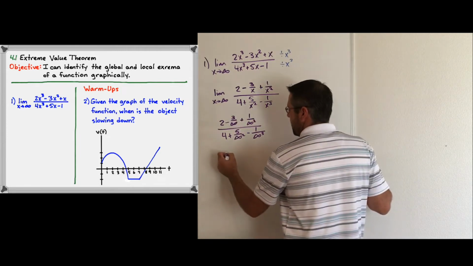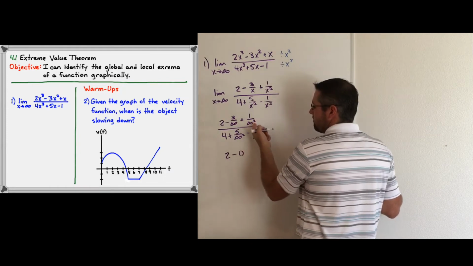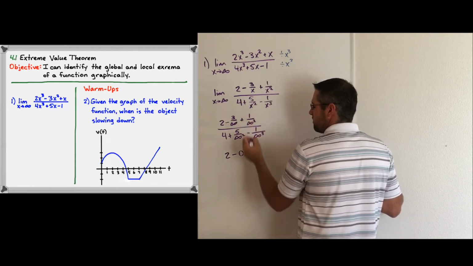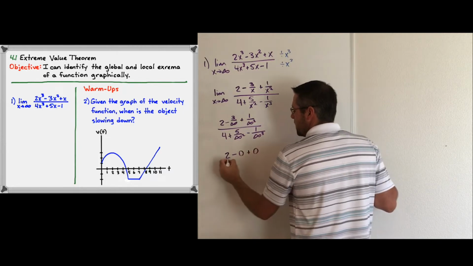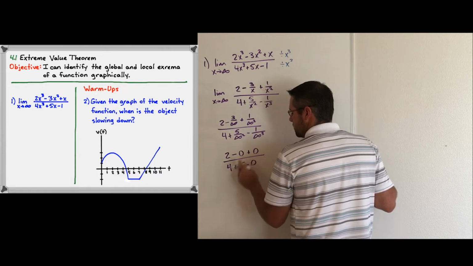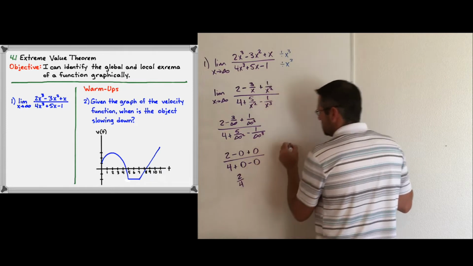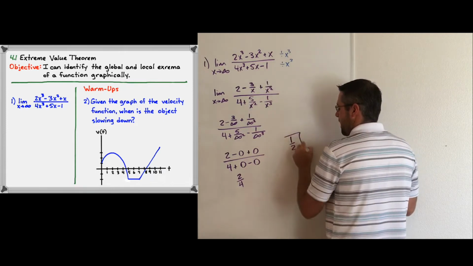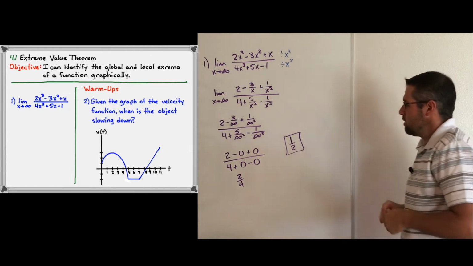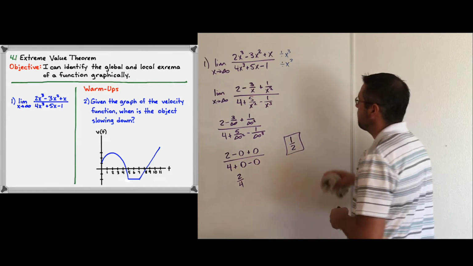So we can say that we have 2 minus 0, and then 1 over infinity squared. Infinity squared is infinity, so 1 over infinity is going to be 0. And then all over 4, plus 0, minus 0. And so this ultimately simplifies to 2/4, or we can say our answer is going to be 1/2. So that's the answer to number 1. The limit as x approaches infinity is 1/2.